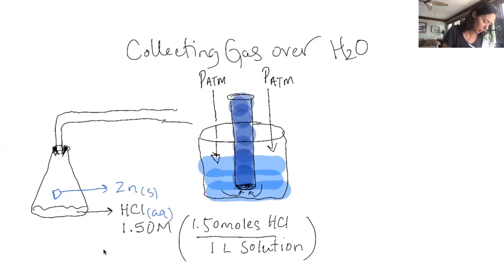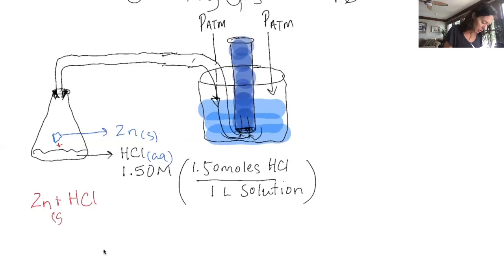Okay, now what we would do is we would have our little rigged up device with some bent glass and some rubber tubing. And we would put that rubber tubing up into here. All right. And then we would allow the zinc metal to react with the hydrochloric acid. And that would be the solid reacting with the acid.